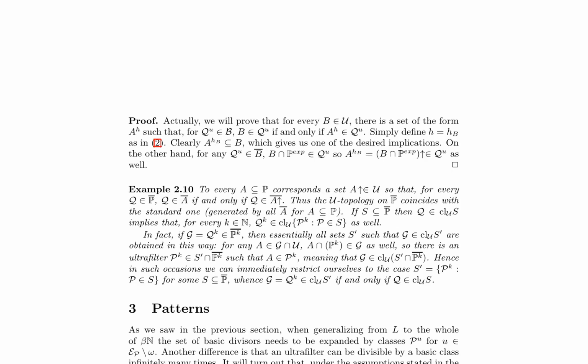In the realm of set theory, a pivotal concept is the relationship between sets and their properties under various topological and algebraic structures. This paper delves into this topic by first proving that for every set B in a universe U, there exists a set A such that A element of Q if and only if B element of Q. This is achieved through the definition of H equals H_B as per equation 2. The proof then progresses to demonstrate that for any Q in B, B intersection PEXP element of Q, so A_H,B equals B intersection PEXP, up pointing arrow element of Q. This establishes one of the desired implications.